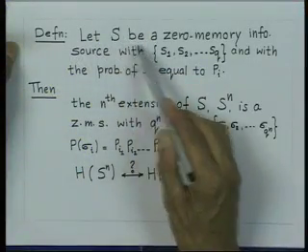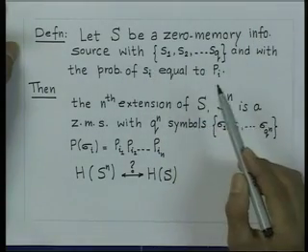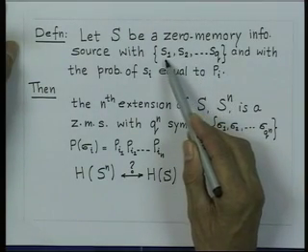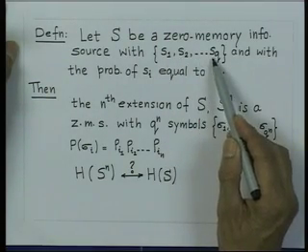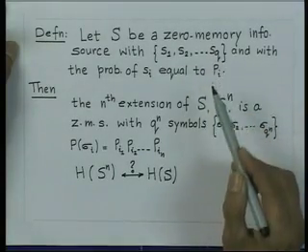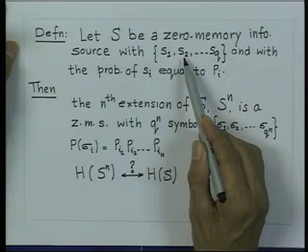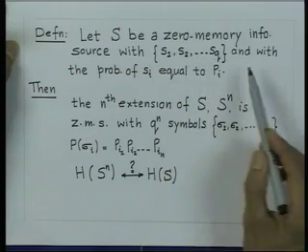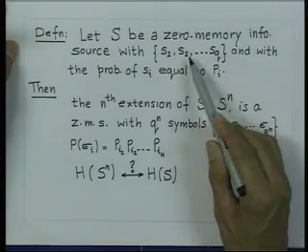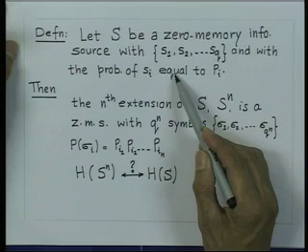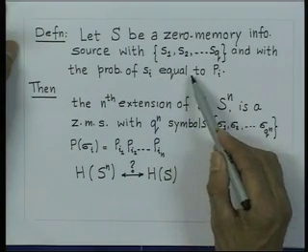Let me formally define this. Let me assume that I have a source S, which is a zero memory information source. This zero memory information source will have its source alphabet. I give the source alphabet as S1, S2 up to Sq. In the earlier case which we saw, we just had 0 and 1. There were only 2 letters in that alphabet, and with each of these symbols in the alphabet I have the probabilities given, and let me assume that the probability of Si is equal to Pi.